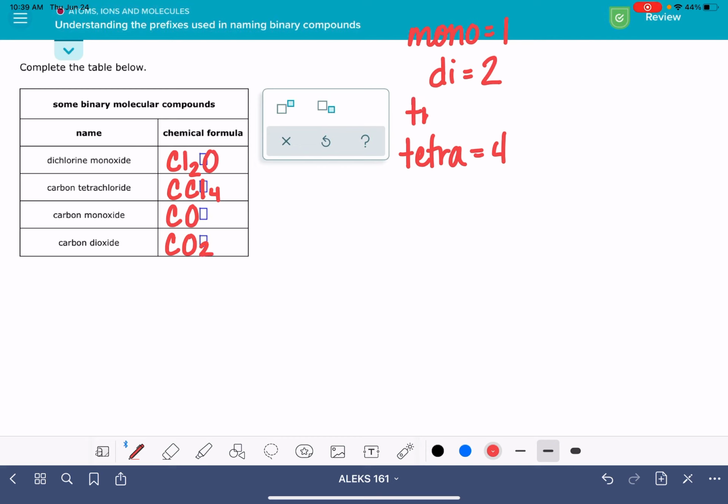You may also see tri, that would be our prefix for 3. Penta is the prefix for 5. And hexa, maybe you'll get that far, is a prefix of 6. That's probably all that you'll come across for this problem.